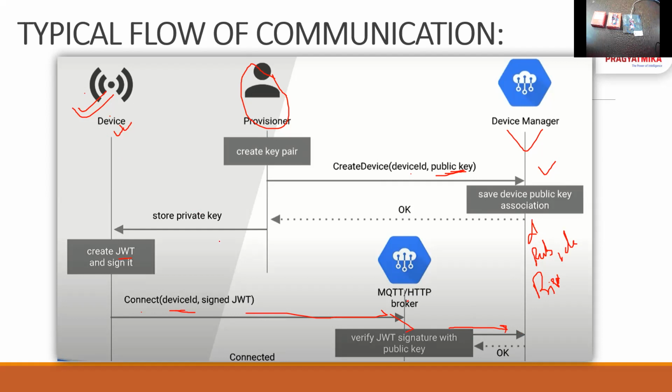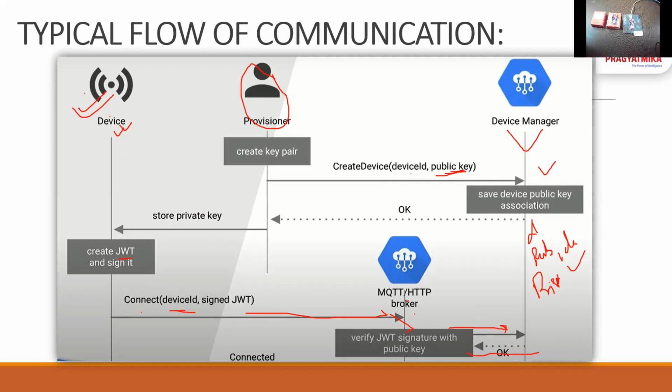If the right device, if all of the key pairs are matching, then only the device manager allocates the resources and the device gets connected to your broker. So this is how the flow of a secured communication happens over your network.